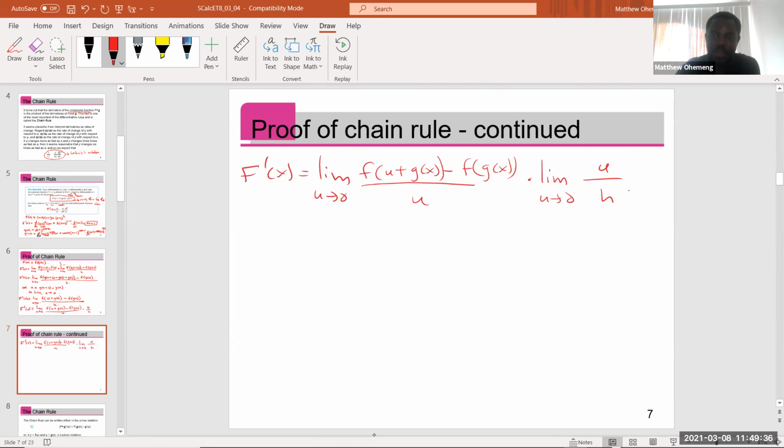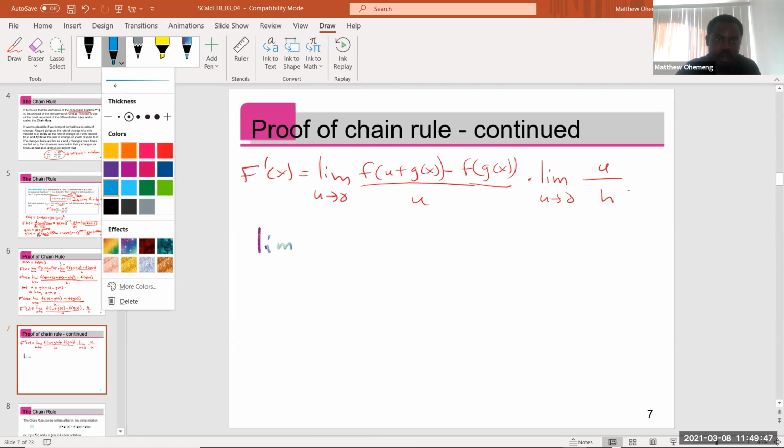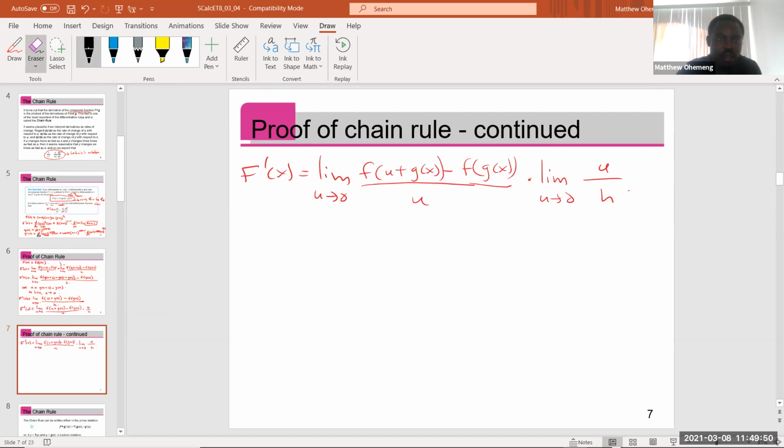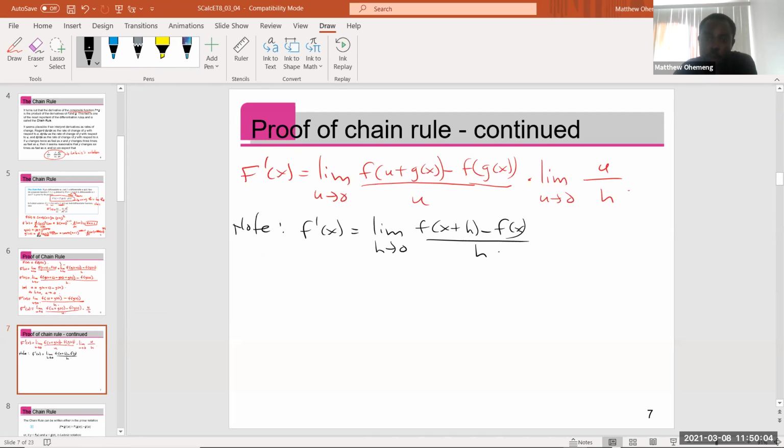But then looking at this structure, what do you see? Do you remember from the standard differentiation technique, f prime is equal to the limit as h approaches 0 of f of x plus h minus f of x all over h, right? So if you look at this structure, the limit as u approaches 0 of f of u plus g of x minus f of g of x all over u, then it's as if the x here is g of x, and the h here is u.